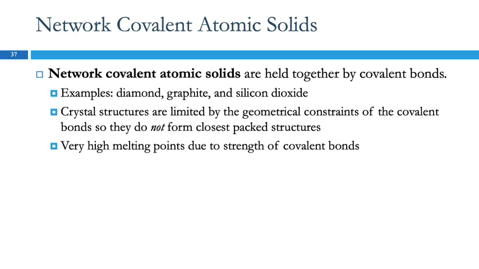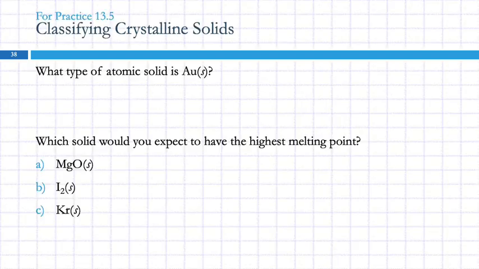The network solids are kind of unique in that those crystal structures are going to be limited by the geometry constraints of the covalent bonds. Remember we talked about orbital hybridization and how if you have 4 bonds, it's probably going to be a tetrahedral shape, whereas if you just had 2, it would be linear. So the shapes here are going to be limited by those geometries, so they're not going to form closest pack structures. And very high melting points again because covalent bonds are really strong.